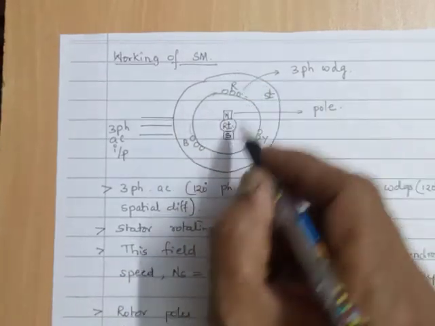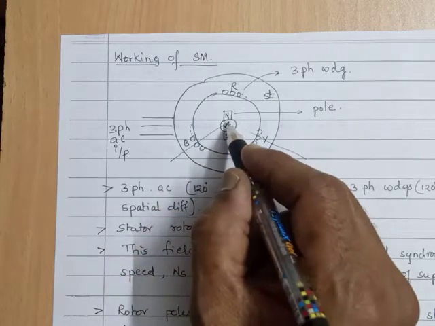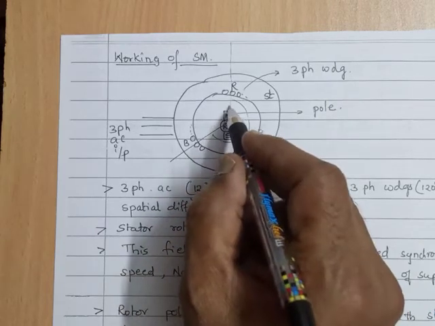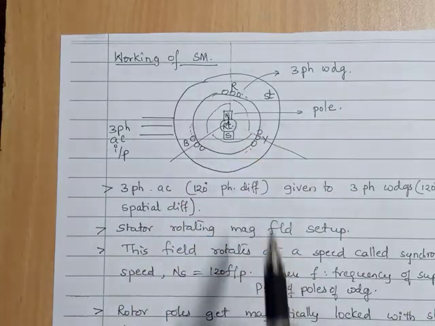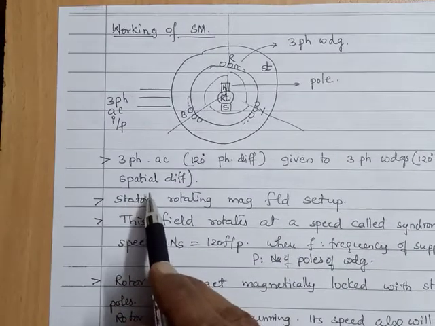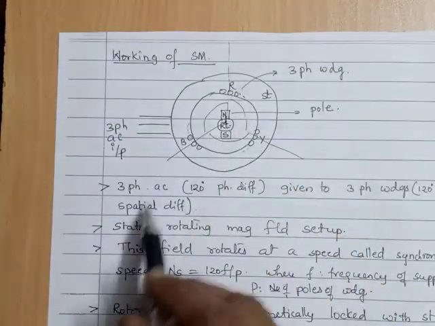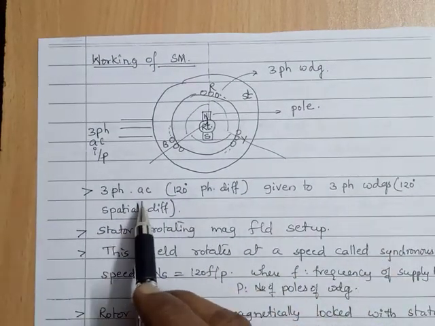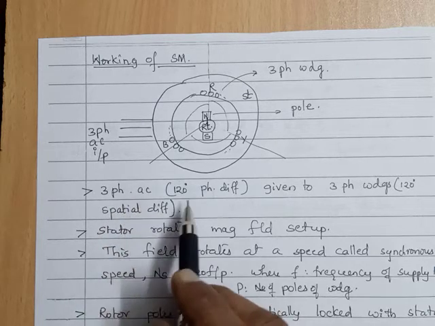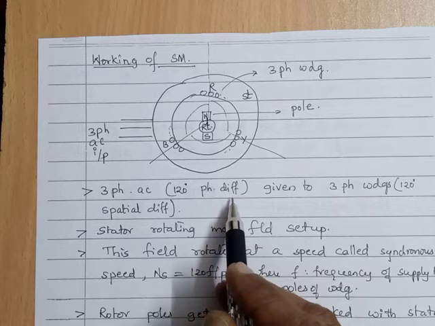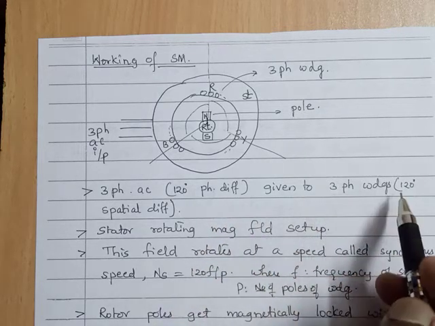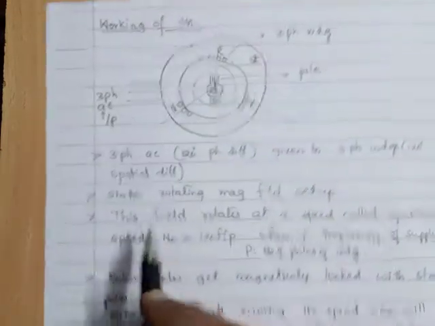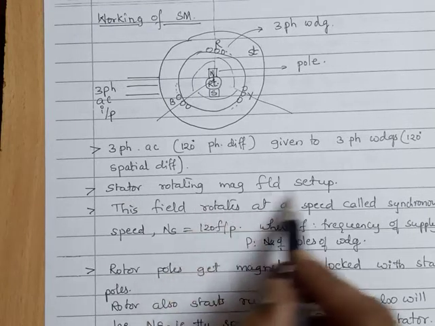If you see the angles, this angle is 120, this angle is 120, and this angle is 120. There is a spatial, physical displacement of 120 degrees. This is very interesting. A three-phase AC supply with 120 degree phase difference given to three-phase windings with a spatial displacement of 120 degrees will result in a rotating magnetic field.